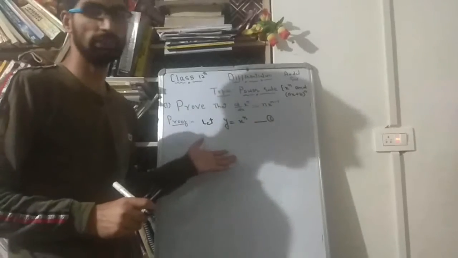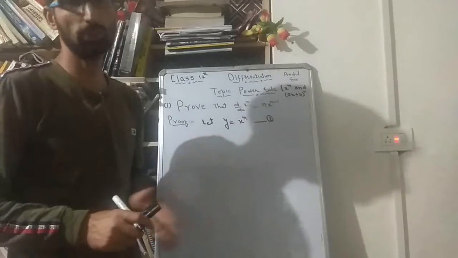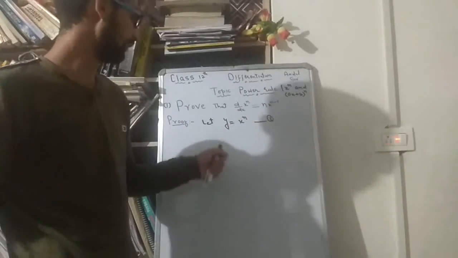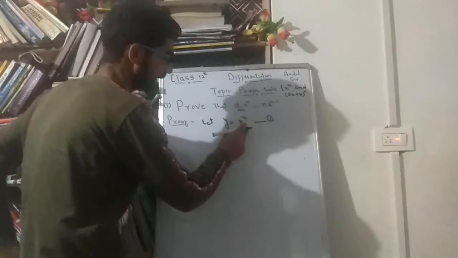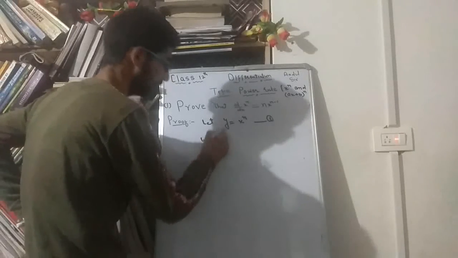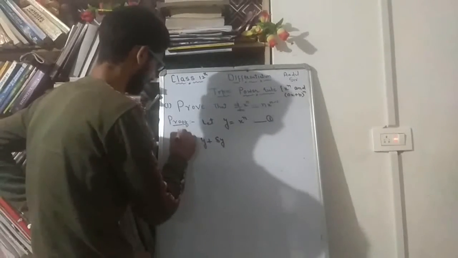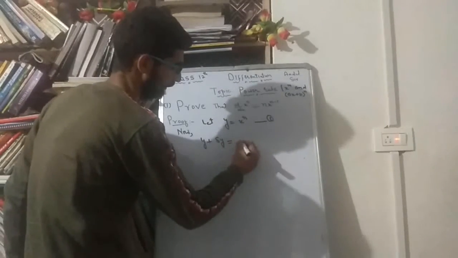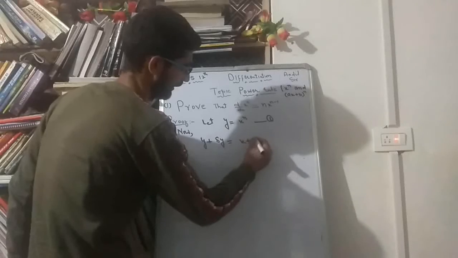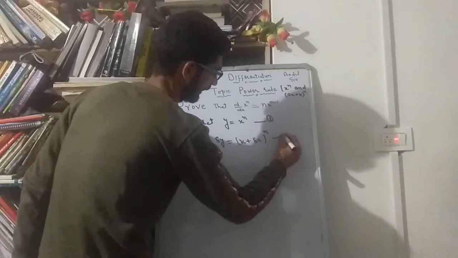After that, the method tells us to give an increment to x, which gives a corresponding increment to y, and we denote these increments by del x and del y. So when we give the increment del x to x, it gives a corresponding increment to y, which we denote del y. Now write y plus del y equals (x plus del x) raised to the power n. This is our second equation.